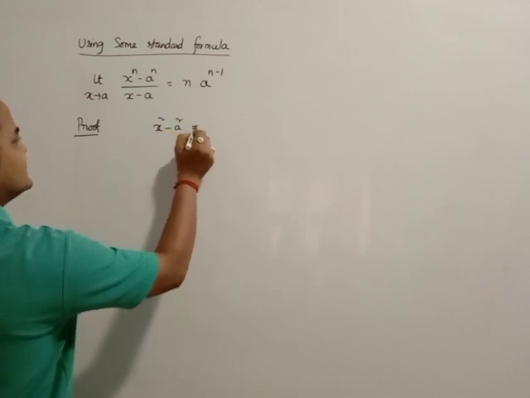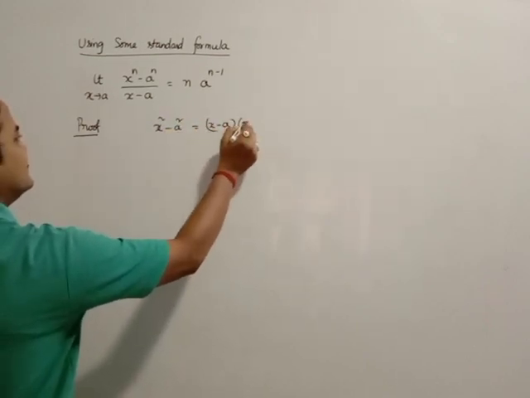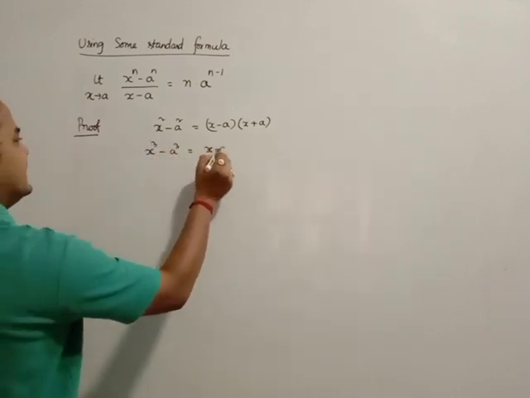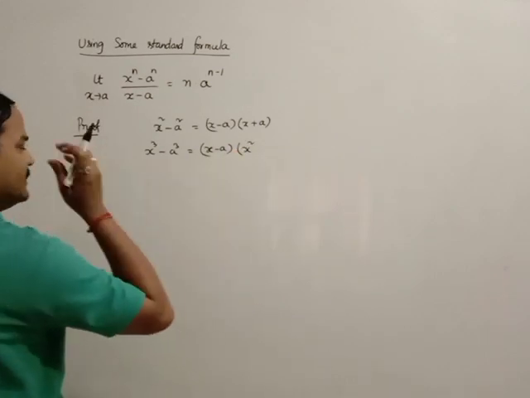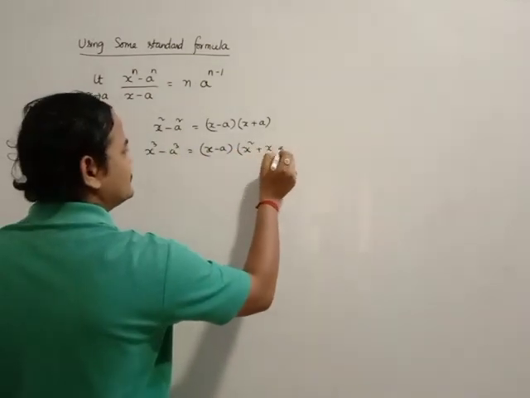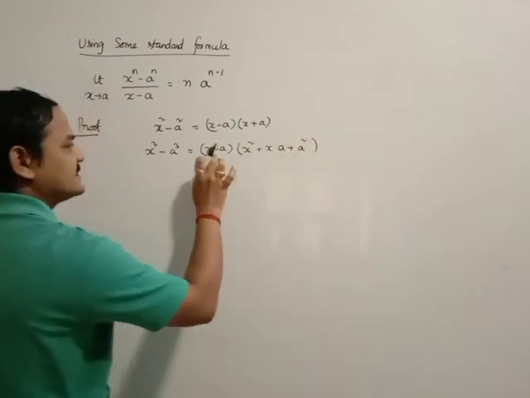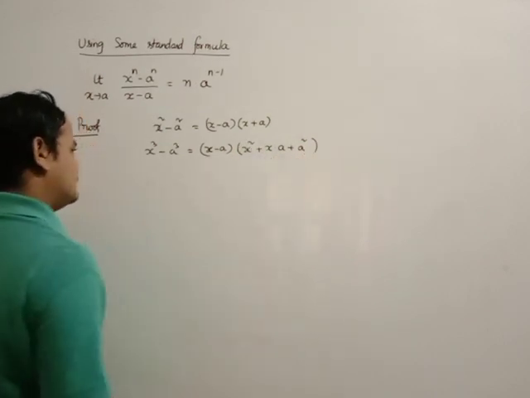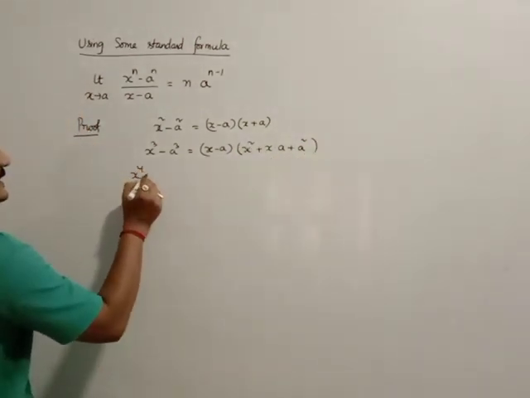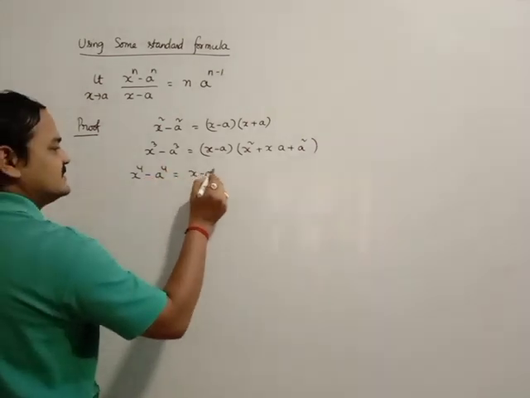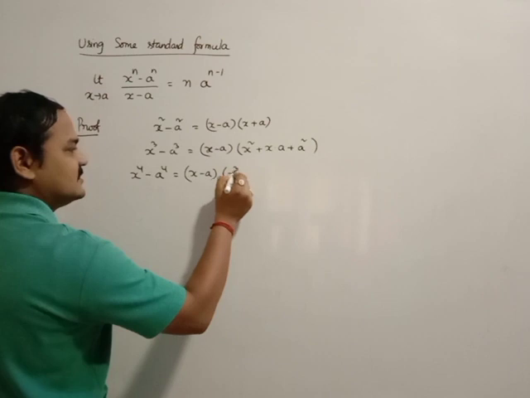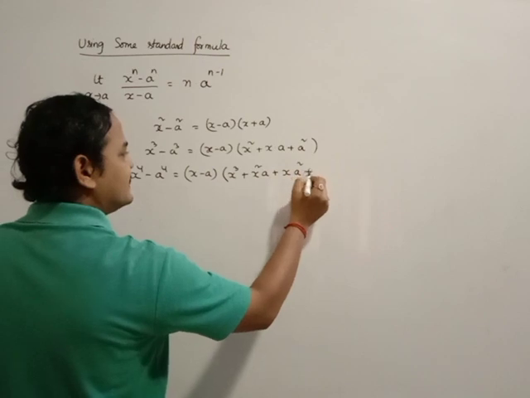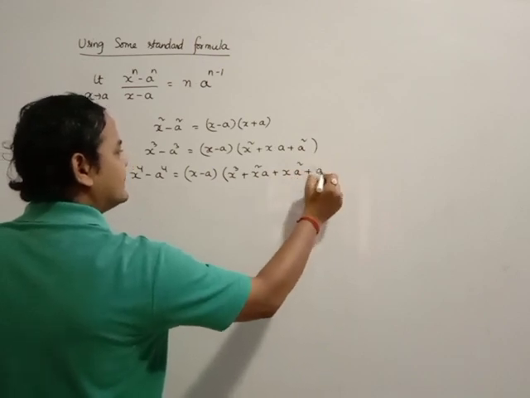x square minus a square can be written as (x minus a) into (x plus a). Similarly, how can you write x cube minus a cube? (x minus a) into (x square plus x into a plus a square). The power of x decreases by one each time and the power of a increases. Similarly, x to the power of 4 minus a to the power of 4 is (x minus a) into (x cube plus x square into a plus x into a square plus a cube).